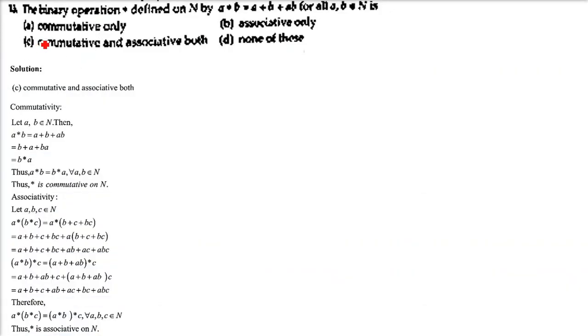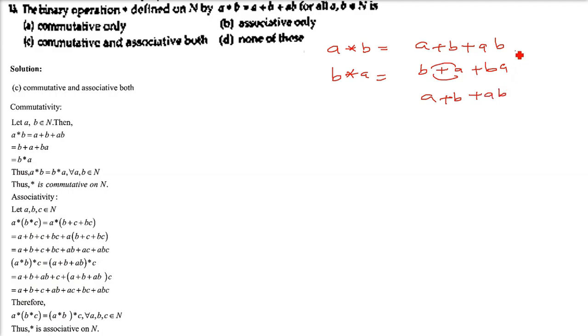Next is the binary operation star defined on N by how it is defined? A star B equals A plus B plus AB, where A, B are natural numbers. So, we have to show whether it is commutative, associative, neither, or both. So let us do B star A, because just replace A by B. So B plus A plus AB. BA is AB and A plus B can be written as B plus A, or B plus A can be written as A plus B. So it is commutative.